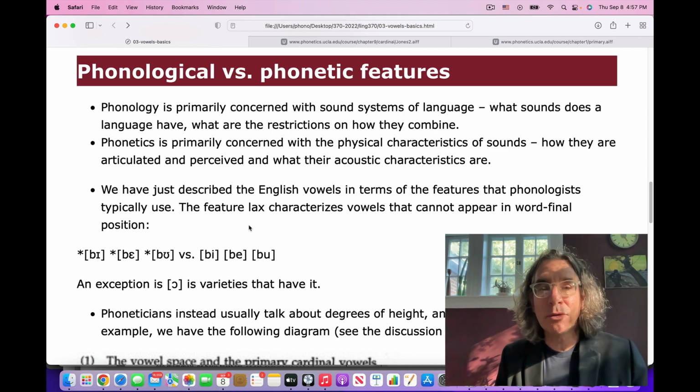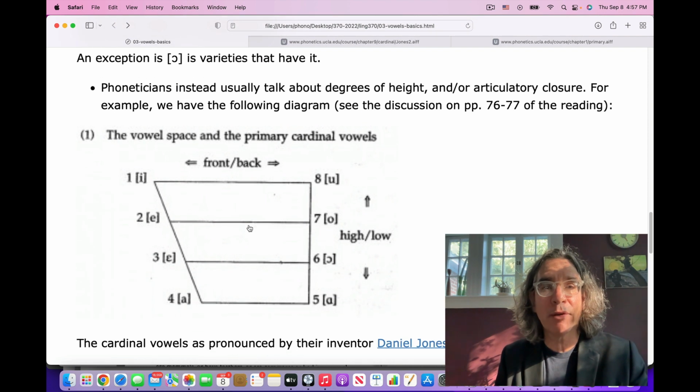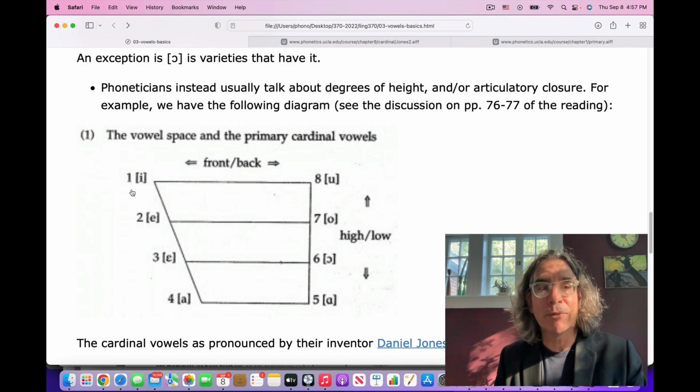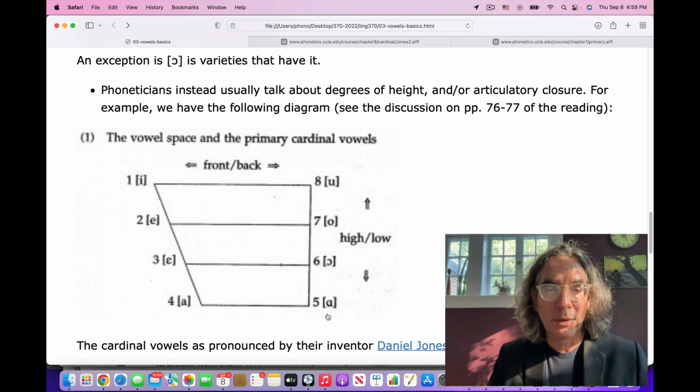Phoneticians, on the other hand, usually talk about degrees of height and or articulatory closure. So we have this diagram from the reading, which is talking about degrees of height: 5, 6, 7, 8, 1, 2, 3, 4. The vowels are given a degree of height and a degree of frontness and backness. These cardinal vowels that are shown here are used for phonetic transcription when you're looking across languages. So these are kind of reference vowels, and you can say to what extent a vowel in a particular language is close to one of the cardinal vowels or is exactly like it, or almost.